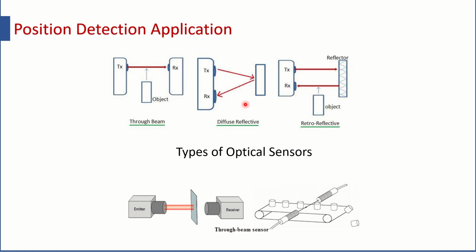In case of a diffuse reflective sensor, the transmitter and the receiver are embedded on the same body. They are embedded on the same body, and here the reflector is the object.